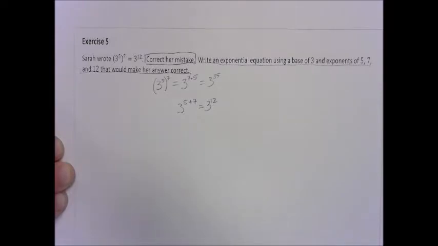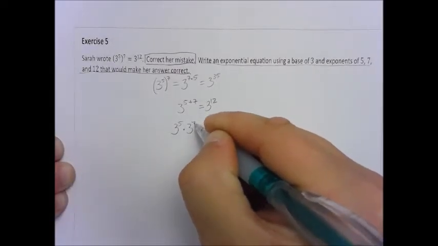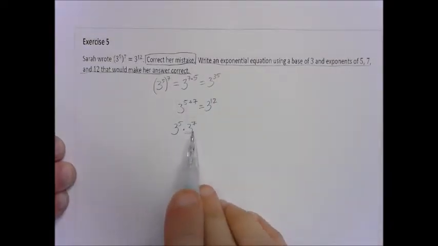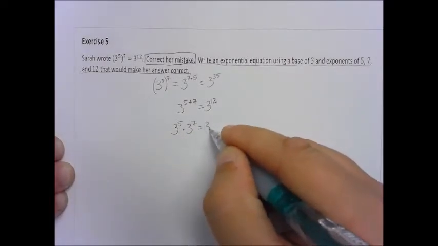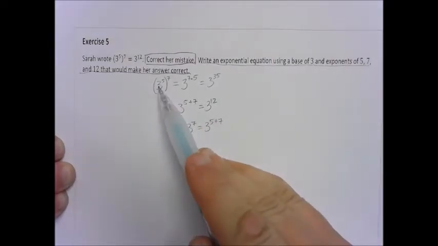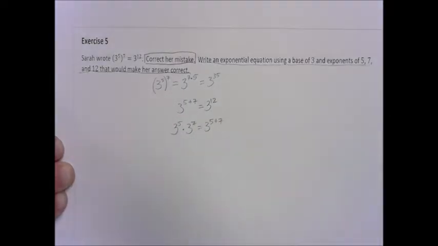Now, why did she actually do that? I think her misconception was that she just broke it down differently. She thought that it meant 3 to the 5th times 3 to the 7th, and that's not actually what we're doing at all, because whenever we multiply the two powers with the same base together like this, then we can add the exponents, 3 to the 5 plus 7. But what we're doing is actually raising 3 to the 5th and then raising that again to the 7th. So there was her misconception.